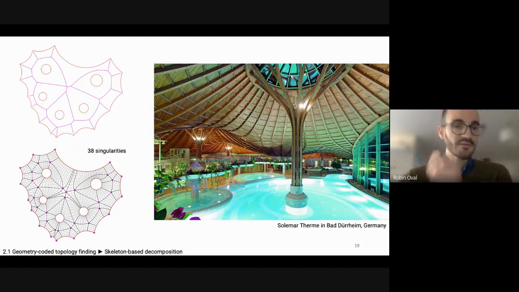So what's interesting with this approach is that even though it might be intuitive for simple shapes, if we have a look here at the project in Germany, if we revisit this timber roof, here you can, in a split second, just get this topology in this mesh, which is less intuitive and probably quite tedious to draw by hand. So here you have 38 singularities, which would require a bit of care and experience from the designer.